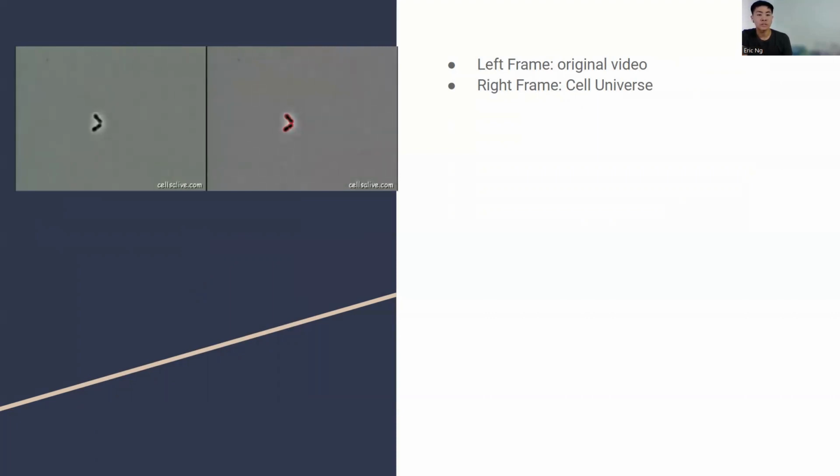On the left-hand side, you can see the original video. And we end up tracking the cells really well. This is just one frame, and it was able to simulate how the cells move and track them pretty well.